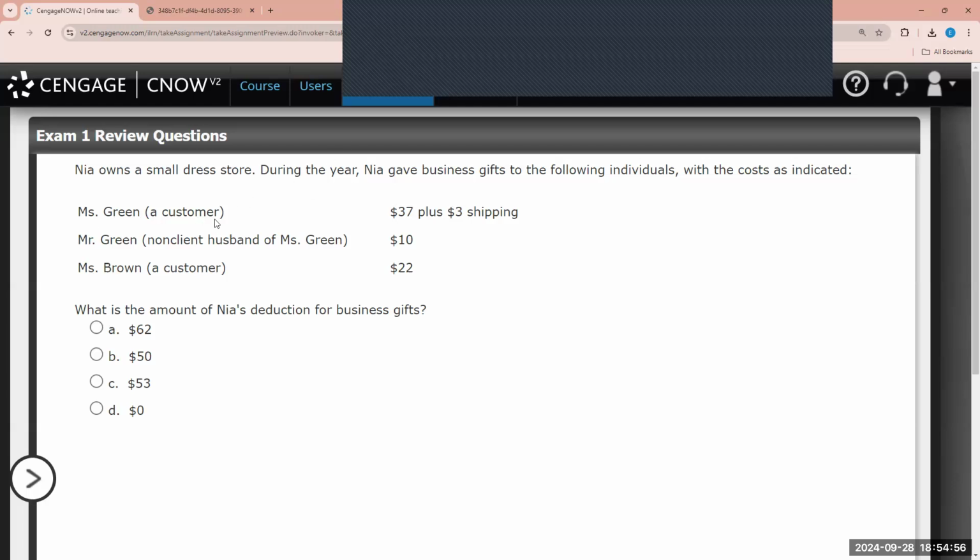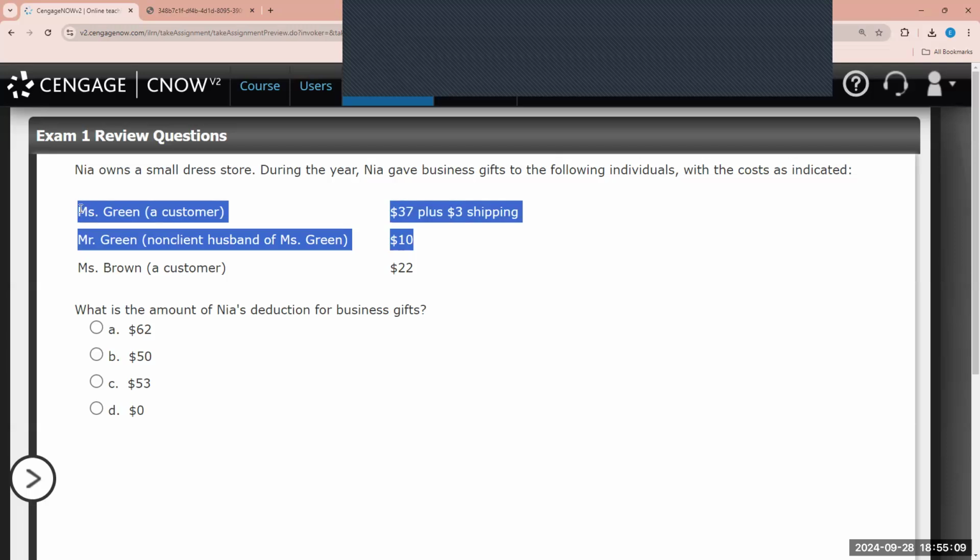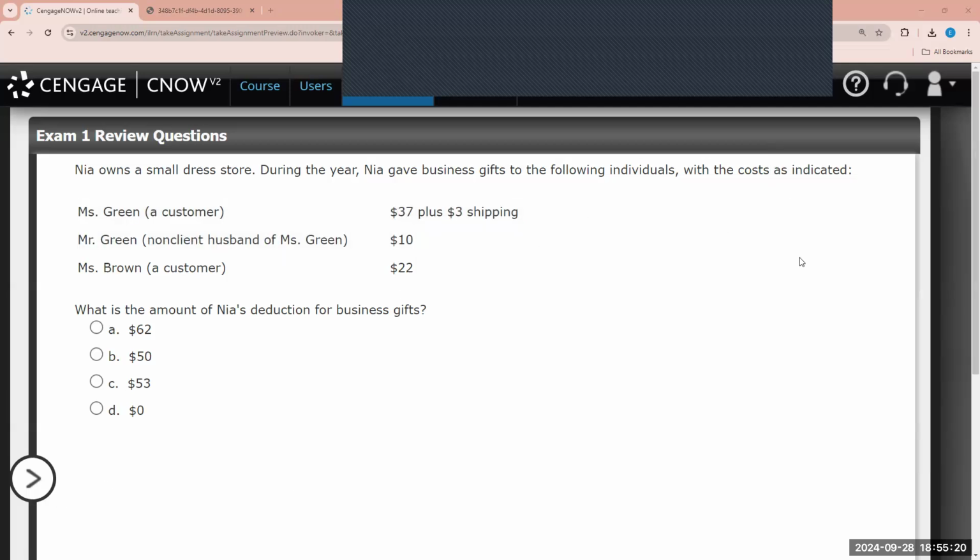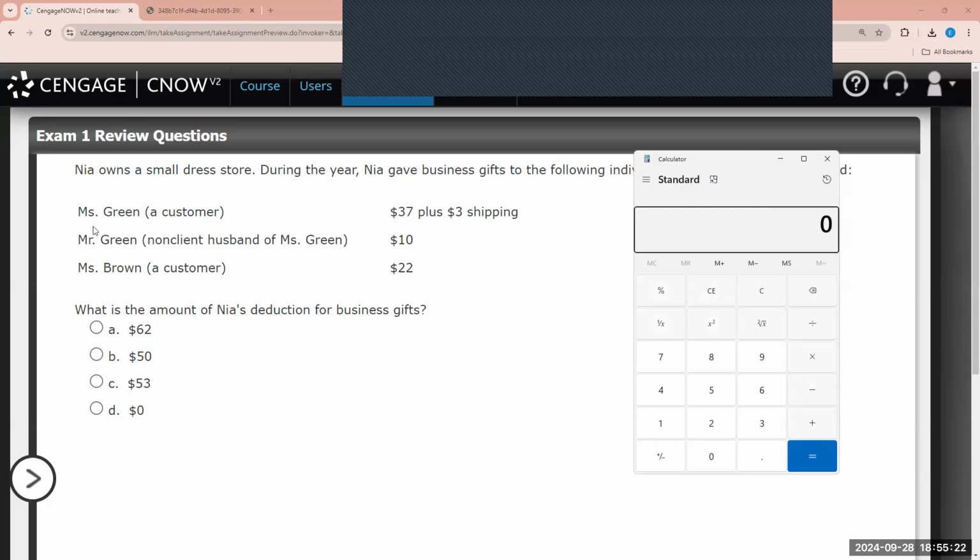In this case, we see Ms. Green, a customer, and then Mr. Green, who is the non-client husband of Ms. Green. Unfortunately, the $10 that was given to Mr. Green doesn't count, because they essentially count as one. Keep in mind, shipping is considered an additional expense, but the gift itself is limited to $25. So the calculation for the gift would be as follows. Ms. Green and Mr. Green are husband and wife, so the limit would be $25 plus the $3 for shipping, and Ms. Brown, who is a customer, $22.